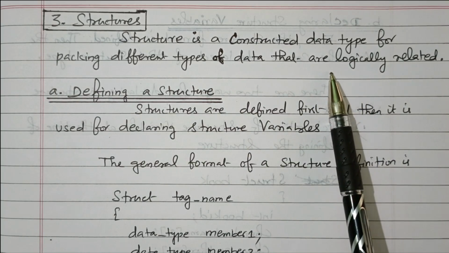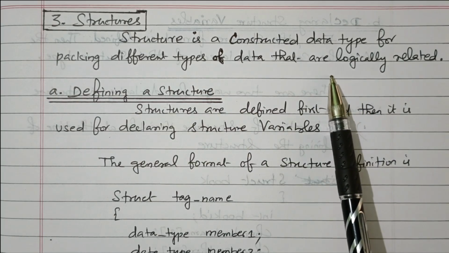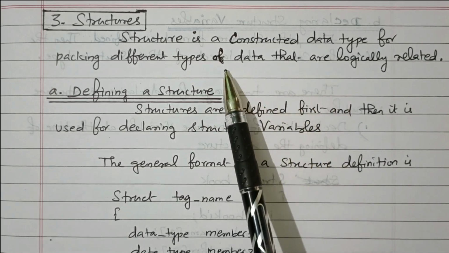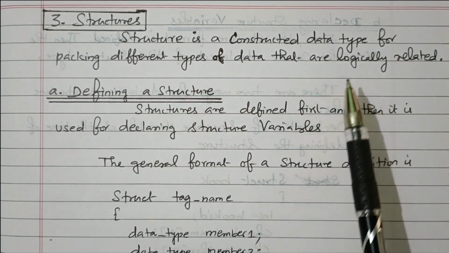So the array, one more topic available, is the collection of same type of data. Array is the collection of same type of data. This is the different type of related data, right?